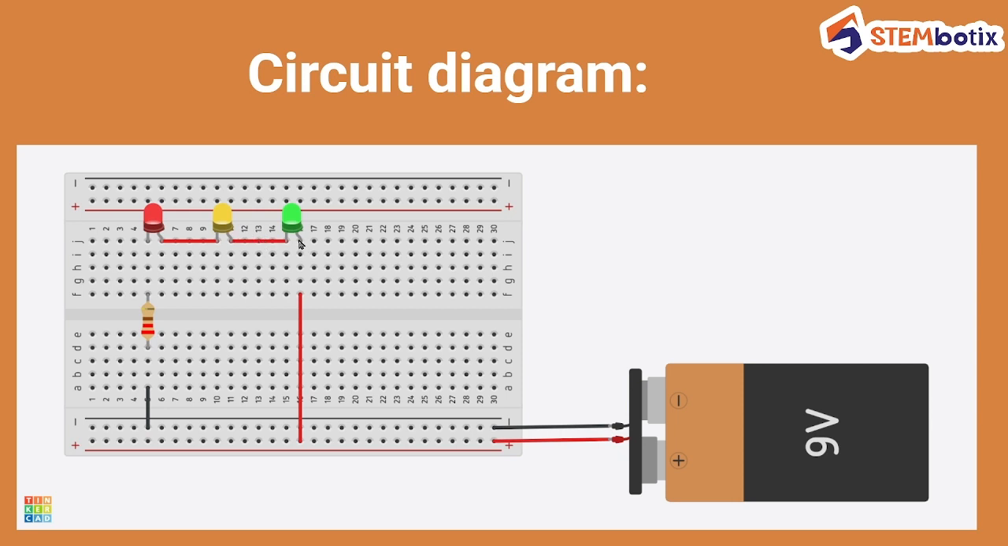Now connect the anode of the green LED with the positive rail of the breadboard using a red jumper wire. Here your circuit connection is done for series connection. As you can see, all the three elements are in series: the red LED, yellow LED and green LED.